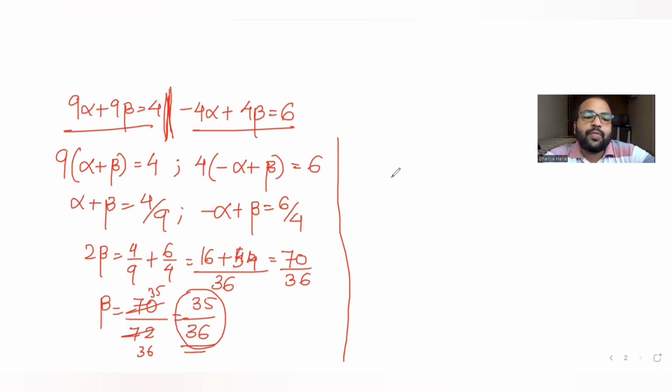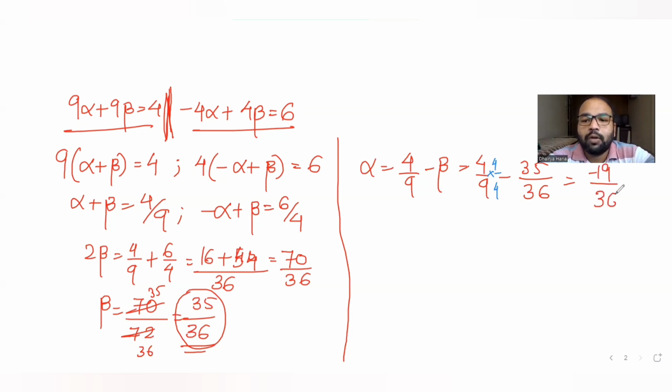Now, if I solve this to get alpha also, alpha becomes 4 by 9 minus beta, so 4 by 9 minus 35 by 36. Now, if I make the denominator the same for the first fraction also, I need to multiply it by 4. That gives me 16 minus 35, so minus 19 upon 36. Right? So this becomes minus 19 by 36.